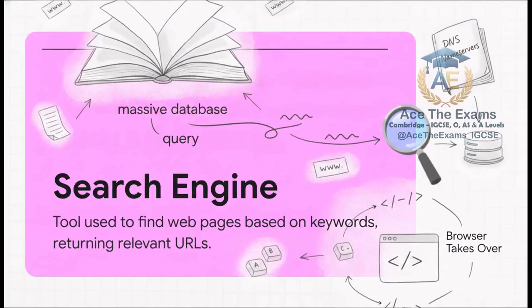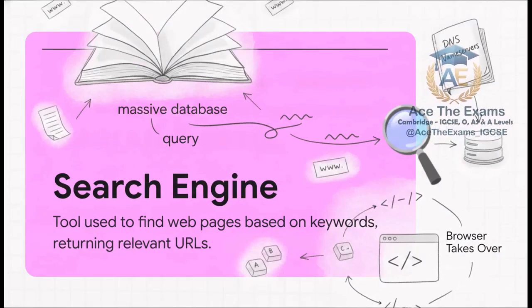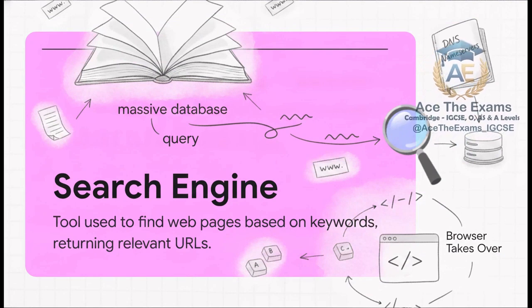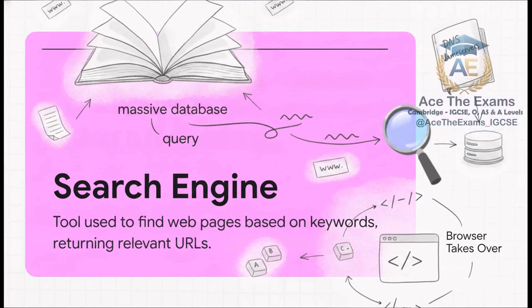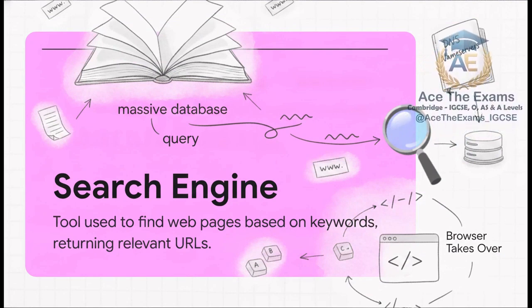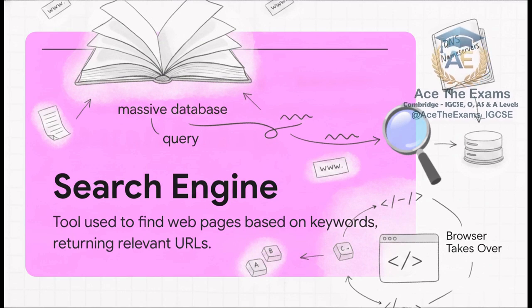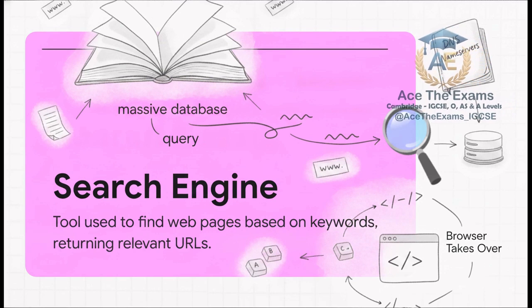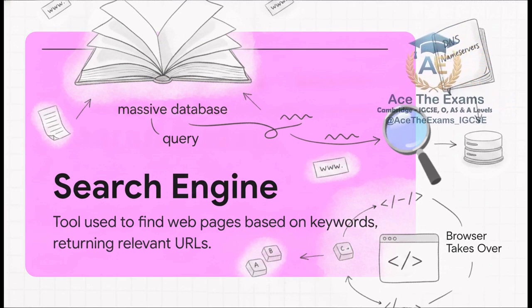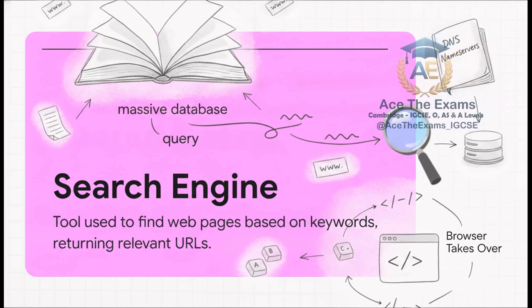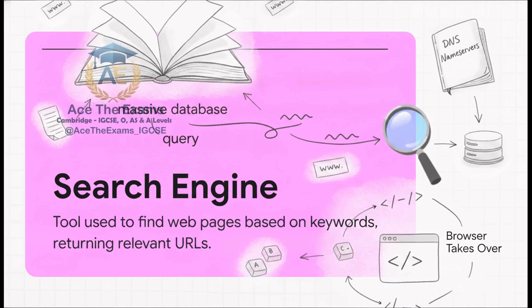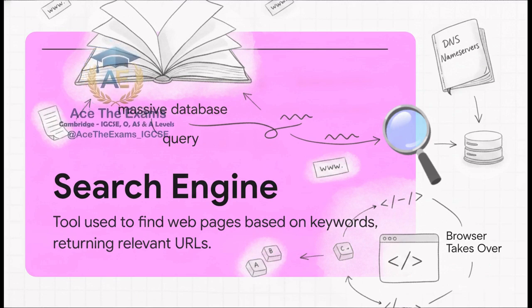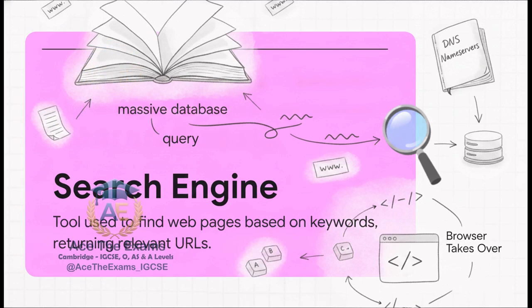On the flip side, a search engine is not the application itself. It's a tool accessed through the browser that relies on keywords to return a list of URLs, while DNS name servers act kind of like a phone book to locate the actual servers. You type in a topic, the search engine queries its massive database, and it hands you back the uniform resource locators, the URLs. The browser then takes over to retrieve and translate the code from those URLs.